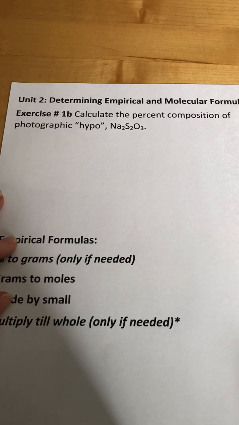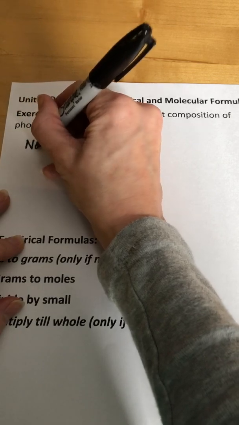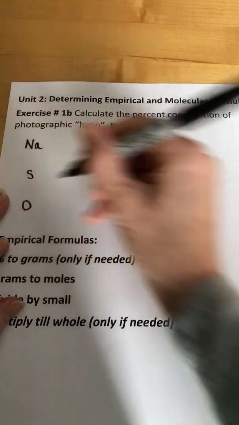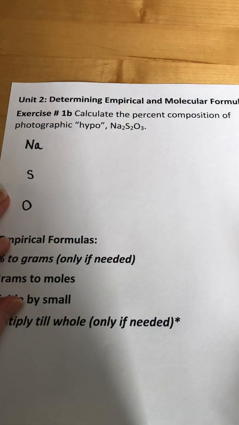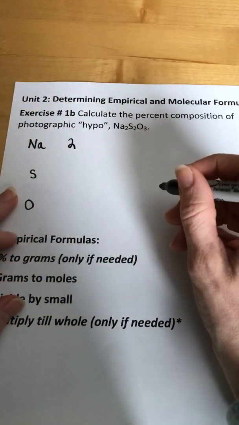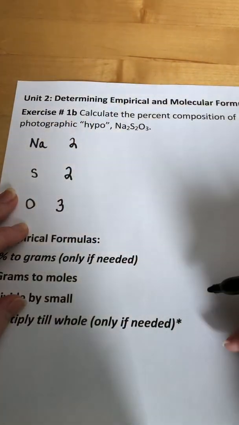We're given the compound Na2S2O3 and asked to calculate the percent composition of each element that makes it up. Whenever you're doing these percent compositions, you're going to separate out the elements that there are. We have 3 of them. Your next step is to determine how many of each atom there are. So we have 2 sodiums, 2 sulfurs, and 3 oxygen.